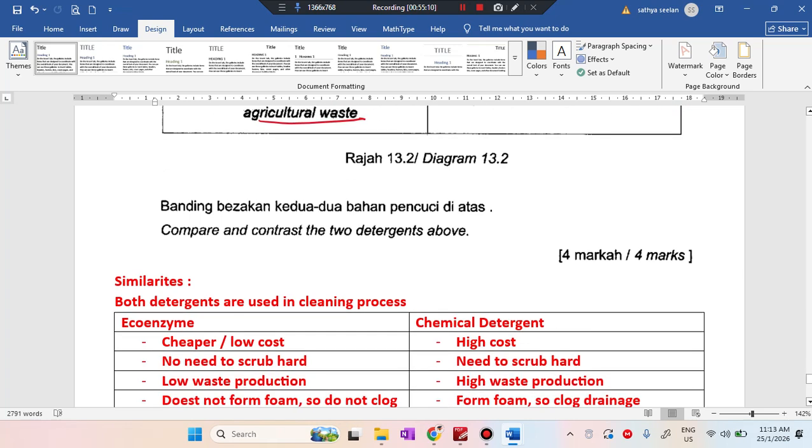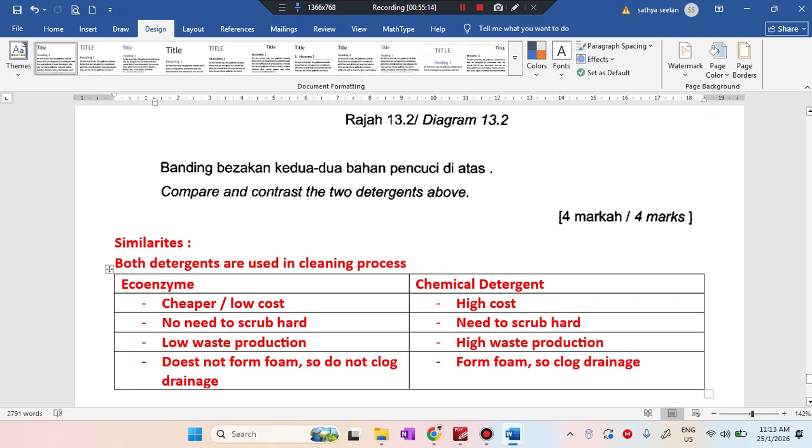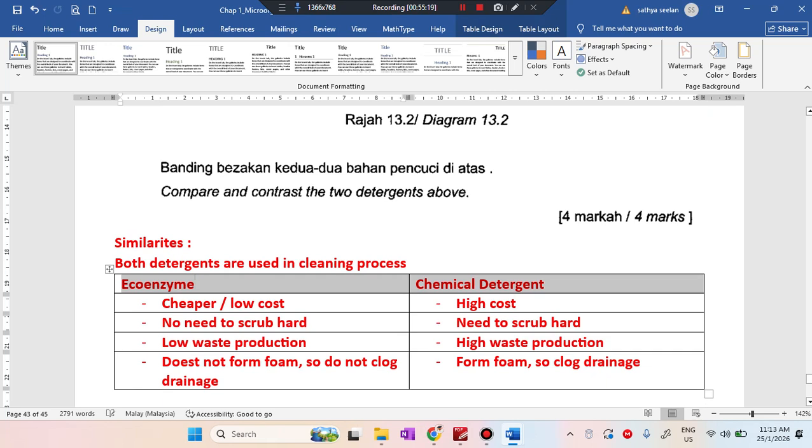When you want to do differences, make sure you do it in a column. Yeah, table form. So ecoenzyme and chemical detergent, what are the differences? Very simple. This one is cheaper, the other is high cost. Another one, you can tell, environment friendly, not environment friendly. No need to scrub hard, need to scrub hard. I put it in a very simple manner. Low waste production, this one high waste production.